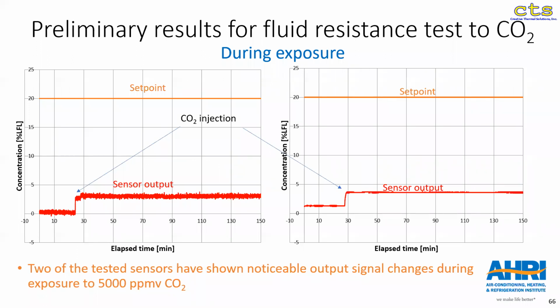The picture is a little bit different for the test results during exposure. You see here, this is going on while we inject those 5,000 ppm of CO2. And you see that we have sensors here that react to that. So 2 of the tested sensors clearly show that there's a few percent of change in LFL, in concentration sensor output. And what that means is if you're operating relatively close to a set point, of course, this kind of behavior could trigger at some point a false alarm. So this is something to look out for. Next, please.